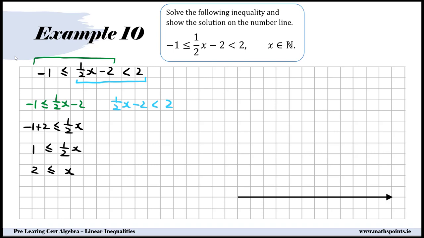Taking the inequality on the right hand side now, I have a half x I'm going to keep on the left hand side, and I'm going to put the numbers on the right hand side. So on the right hand side I have a 2, and then I'm going to add a 2 to both sides to get rid of the minus 2 that's on the left. So I end up in the next line with a half x is less than 4. Similarly, if I have a half x and I want to get to an x, I'm going to double it. So I'm going to times it by 2, and if I multiply the left by 2 I get x, and that means I have to multiply the right by 2 as well, and 4 by 2 is 8. And that's the second part of my solution. So x is any number that's bigger than or equal to 2 but less than 8.